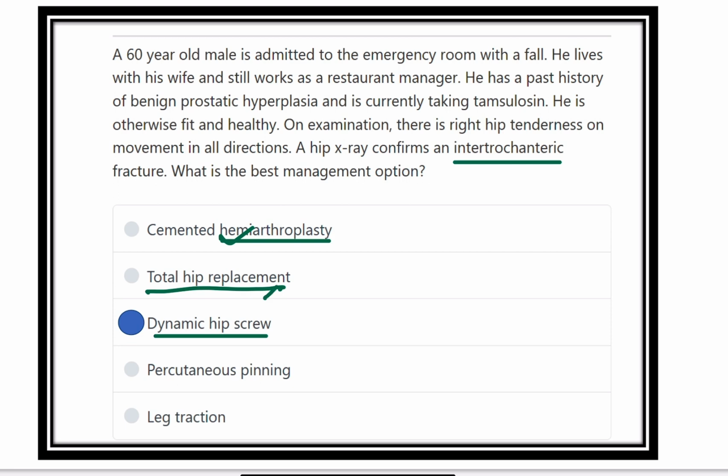Percutaneous pinning is used in a bone which lies superficial, that means very close to the skin. And leg traction is actually an obsolete treatment because most of the time we want rapid recovery. In case of leg traction, a longer time is required for the cure, so leg traction is usually not done. So for intertrochanteric fracture, the dynamic hip screw is the best option.